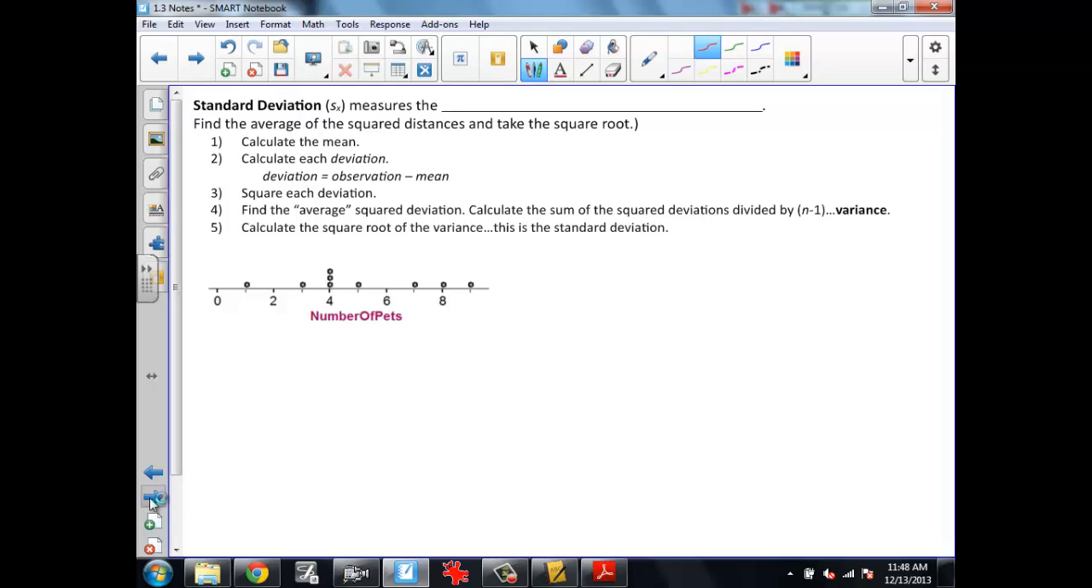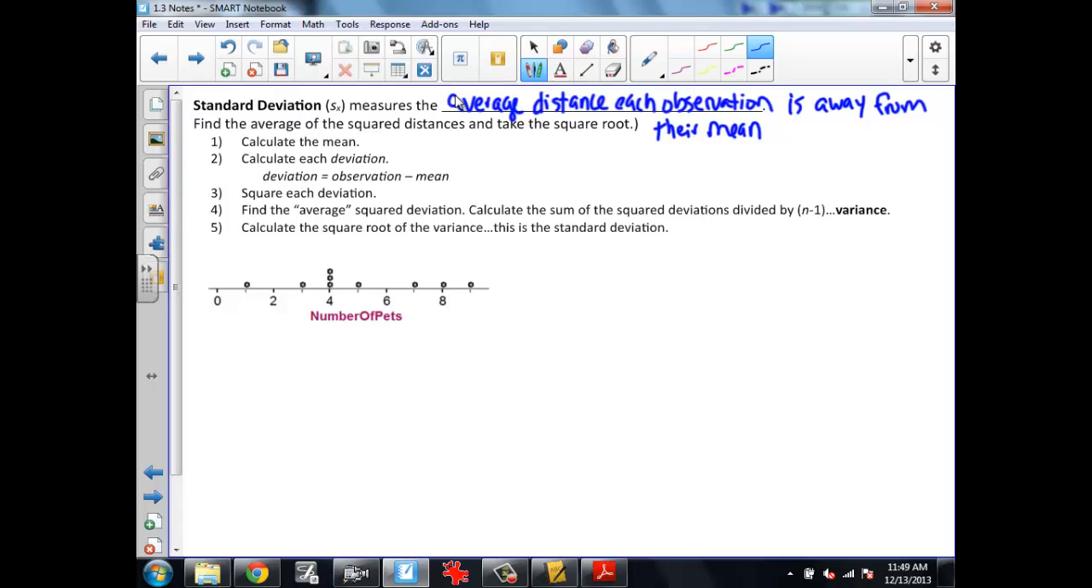Standard deviation measures the average distance each observation is away from their mean. It's the average distance each of the observations are away from their mean.